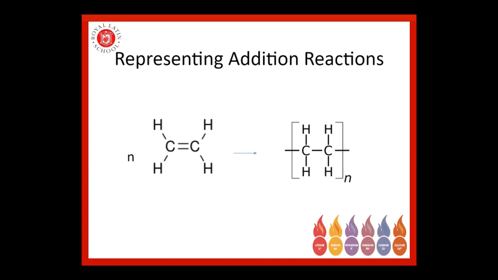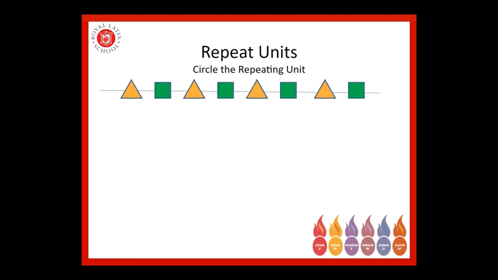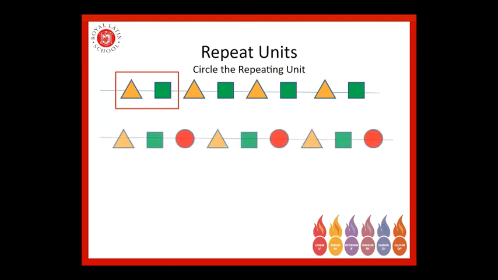Repeat units. Very quickly, looking at that line of triangles and squares, what has been repeated? What is being repeated? What's the pattern along that chain? Hopefully you went triangle, square. If you went square, triangle, you're absolutely right. You can have it either way. What about this? What's the repeating pattern along this chain? Absolutely, triangle, square, circle, or circle, triangle, square, or square, circle, triangle. Again, as long as you've identified what the repeating unit is, that's absolutely fine. And what about along this chain here?